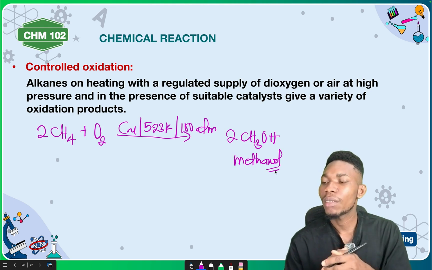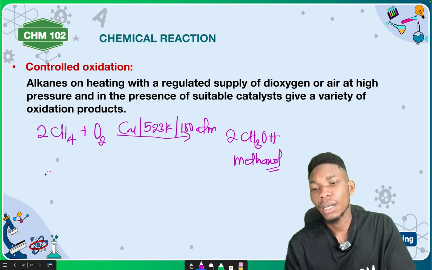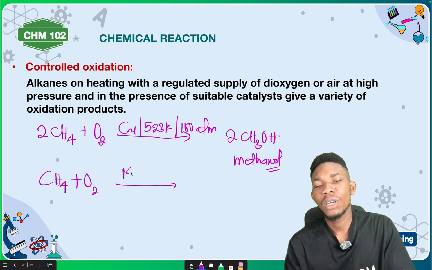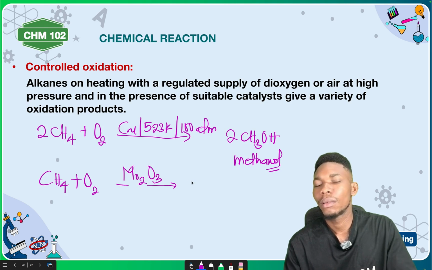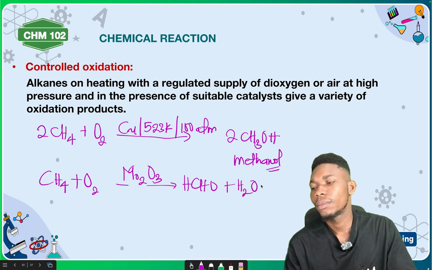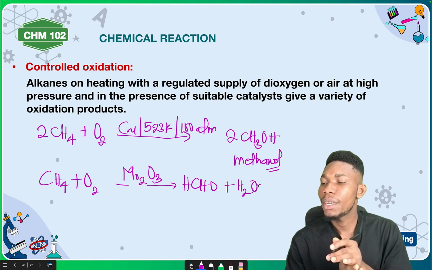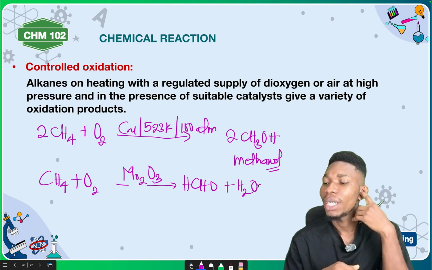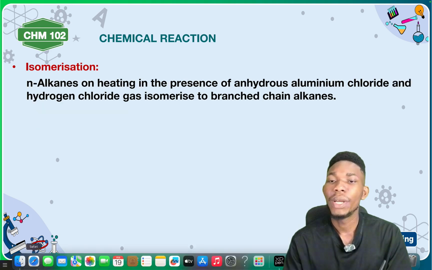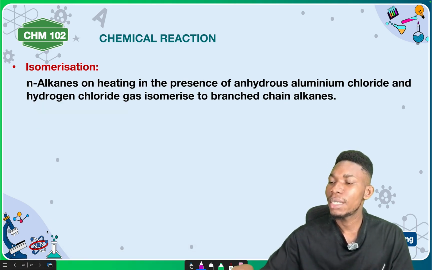Now this methane, you can also oxidize it using molybdenum oxide to give us methanol and water. Something like this, CH4 plus O2, but this one you use molybdenum oxide. And this will give us methanol plus water. All right, now the same thing, manganese acetate rather will give us ethanoic acid, but these are not common reactions. All right, the next one is isomerization.